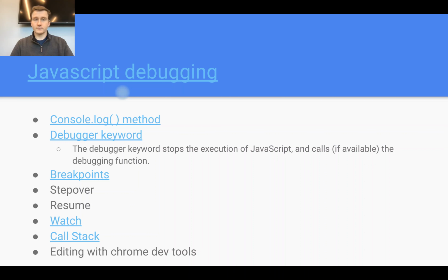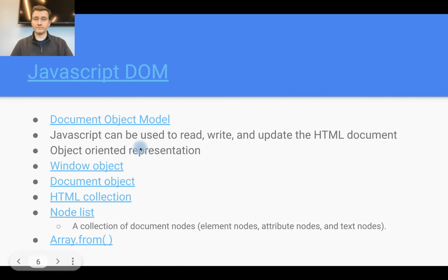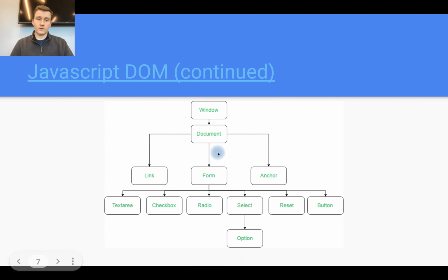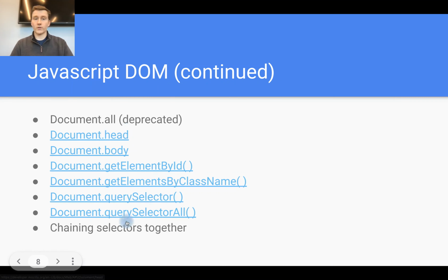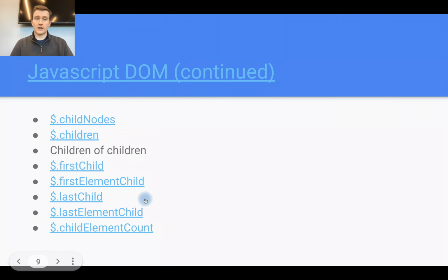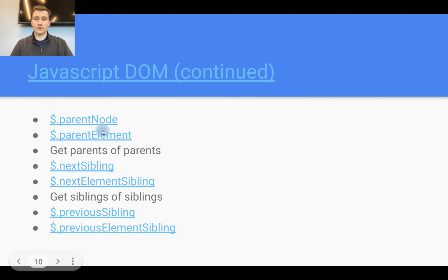All right. So we've gone through debugging. We went through the DOM. We've gone through the hierarchical model for the DOM. We've gone over the methods that we can use within the DOM. And we have gone through all of the child nodes, child elements. Gone through these as well.